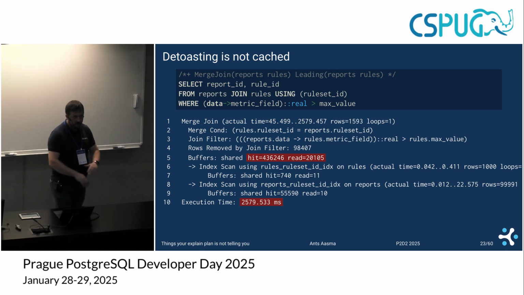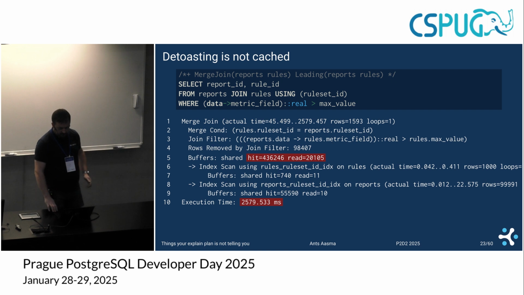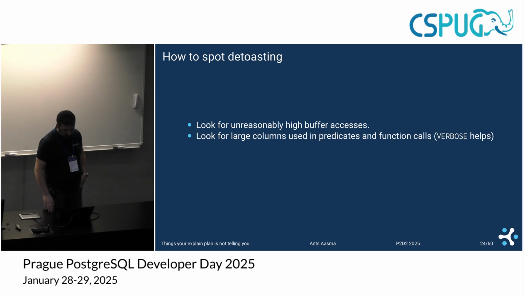But how to find this stuff in your real execution plans that are not these toy examples that I have here? It's kind of hard, but one of the hints that you can look at is that if you have an unreasonably high number of buffer accesses in an unexpected spot, that hints that there is detoasting going on.